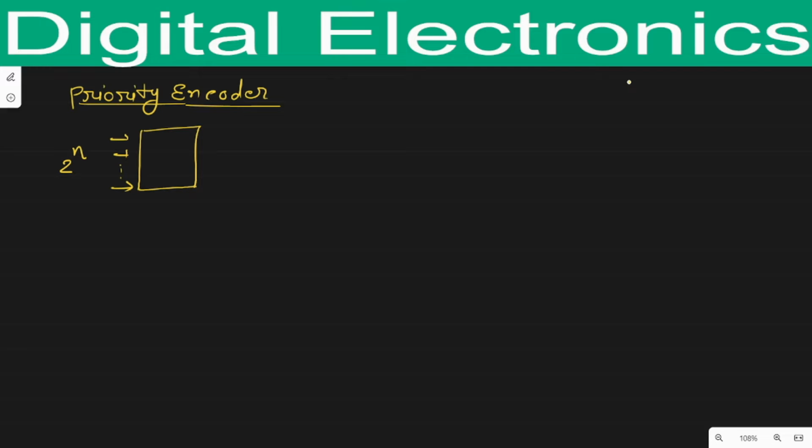Okay, so here in this video we will discuss the priority encoder. What is a priority encoder? A priority encoder is also a combinational circuit. In this circuit, there are 2 raised to power n number of inputs, and according to these inputs, we will get n number of outputs.